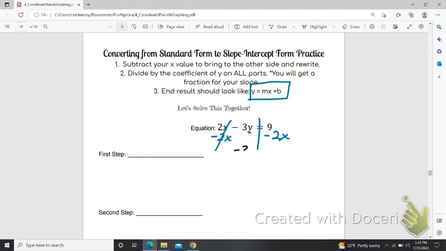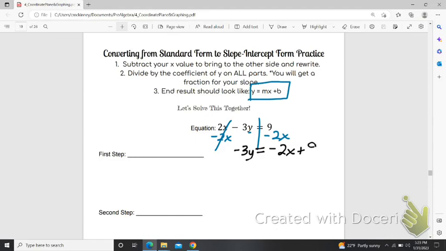Don't forget the negative on the 3y. So now I have negative 3y is equal to, now you could write 9 minus 2x. I would not suggest that because it will not be in the right order and you'll have an extra step at the end to rewrite it. So put the negative 2x next to the equal sign and then plus 9.